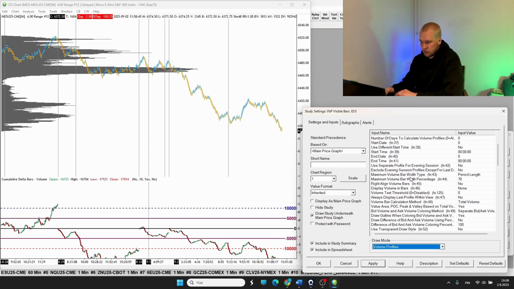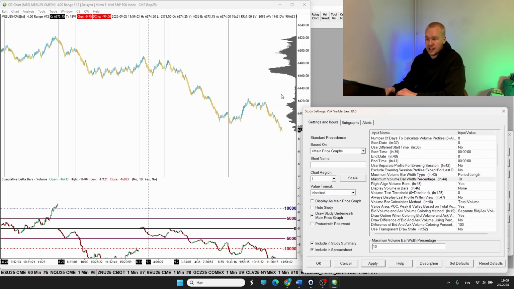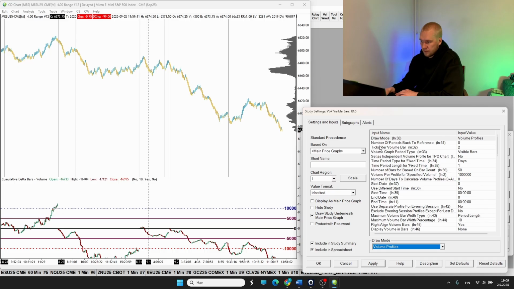So the first thing we'll do, we'll actually scroll down and we'll come to right align volume bars, and we'll press yes. And the second thing is the maximum volume bar width percentage, and we'll put it at 10 for now. And now we can actually see what we're working with. It is not taking the whole screen, and it'll be easier to work with. So ticks per volume bar, we'll make this 1. In my opinion, it doesn't make any sense to have 2 or 3 or anything more than that when it comes to volume profiles. You could, but in my opinion, it doesn't make sense.